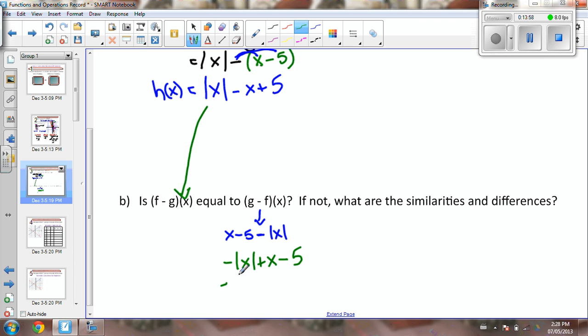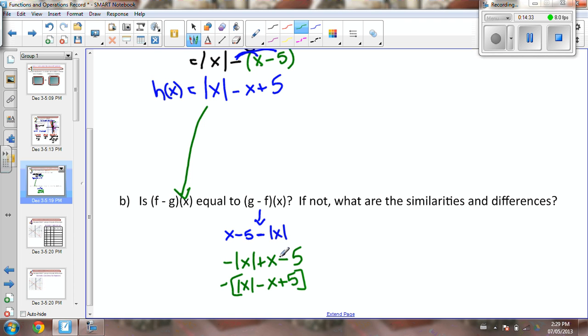Well, I could see that if I pull a negative out of all of them, I wind up with absolute value of x minus x plus 5. This is what we had before. So no, they're not equal. In fact, one is the negative of the other, which makes sense because we're going to have a reflection on our negative f of x. So the similarities, you wind up with the same values. The differences, one is the negative of the other.